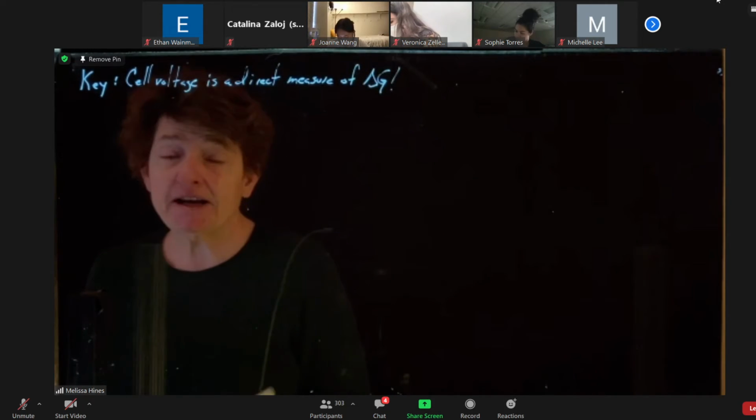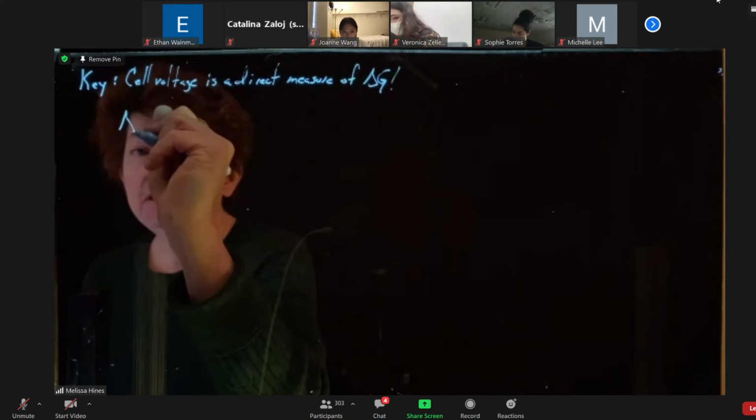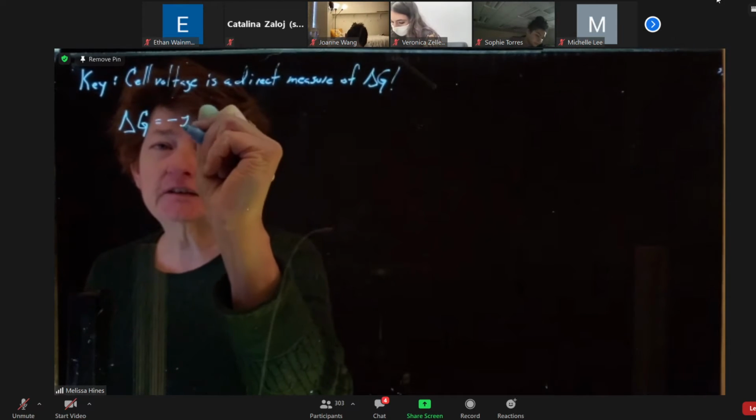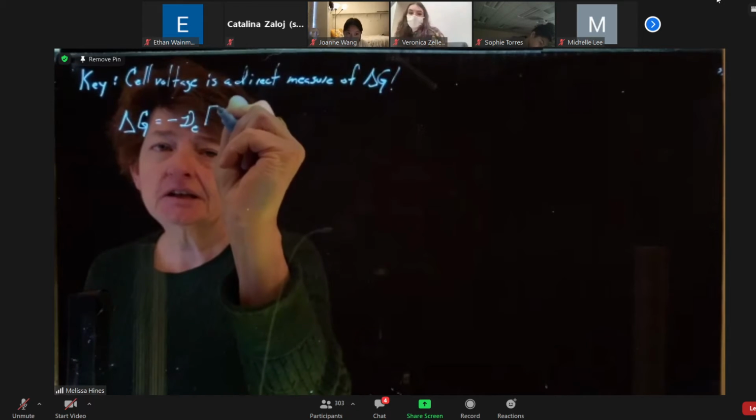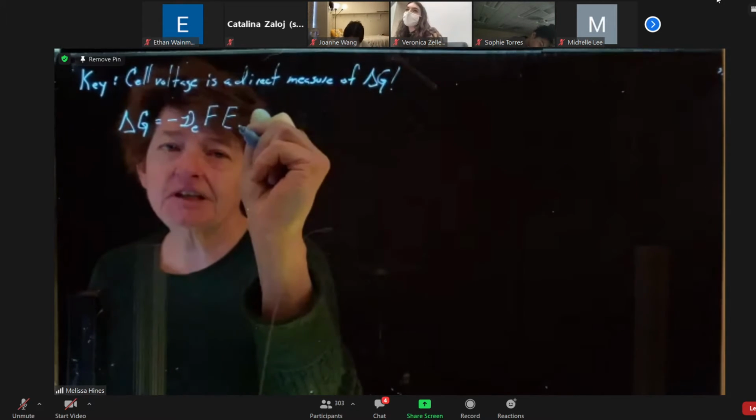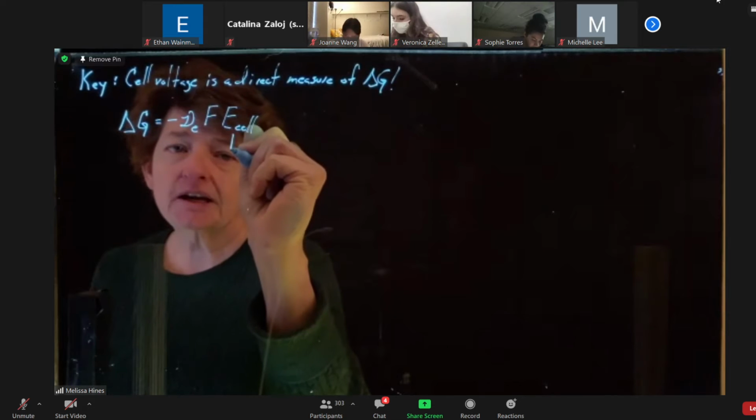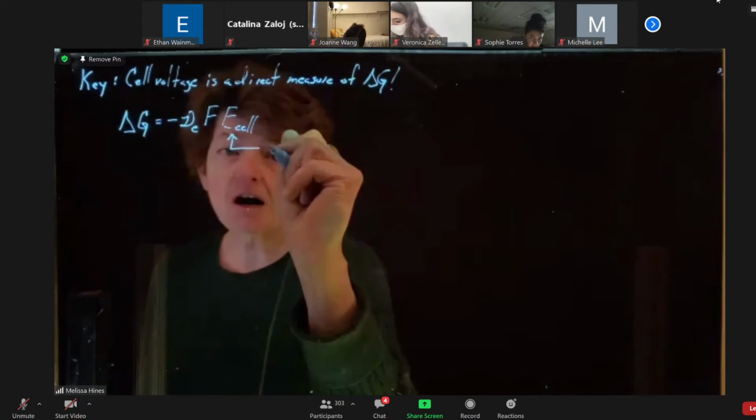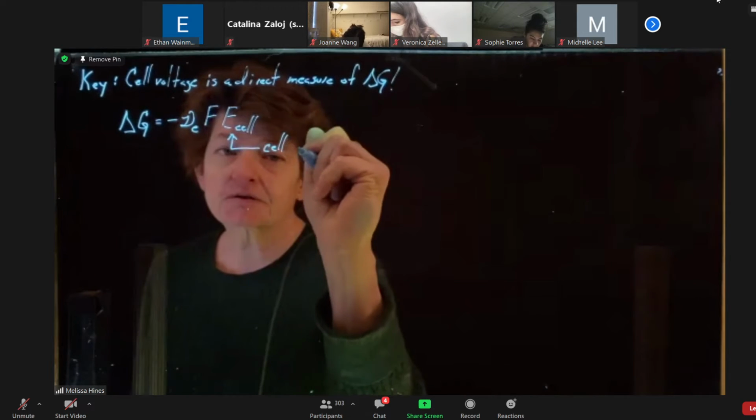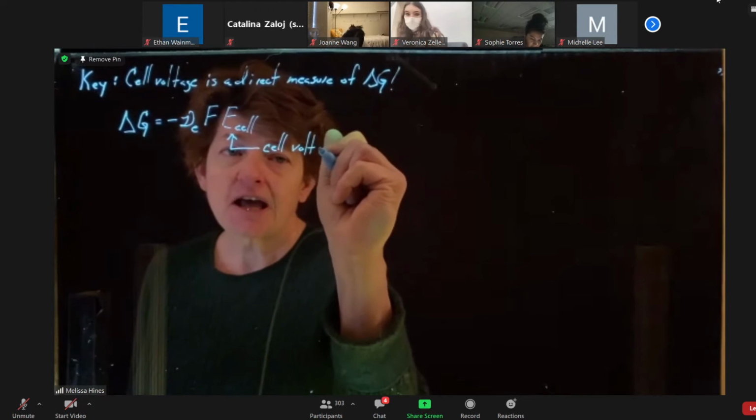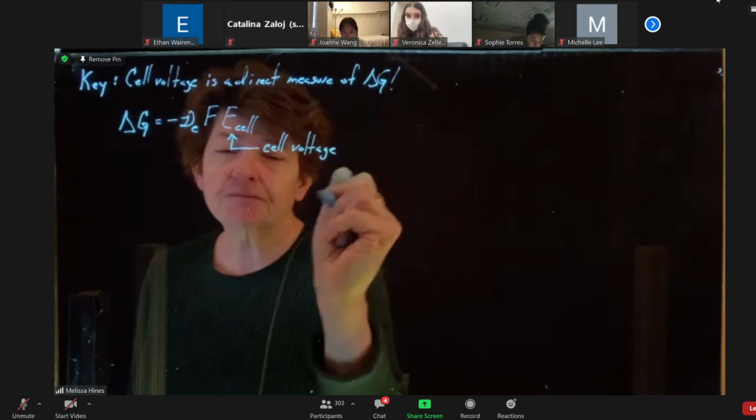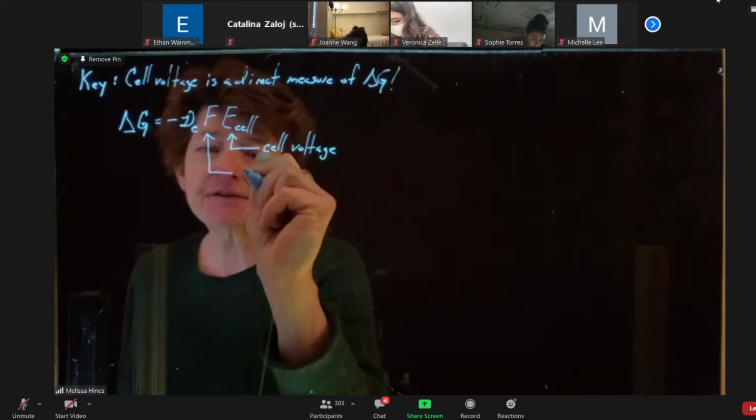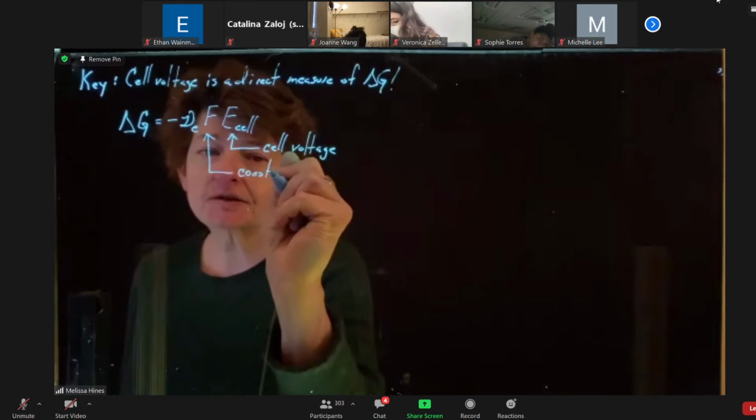And the equation that we are going to be using is that delta G is equal to negative nu sub E times F times E cell. E cell is what we're going to be measuring with our voltmeter. This is what I have just introduced as the cell voltage. Then we have F. F is going to be a new constant.